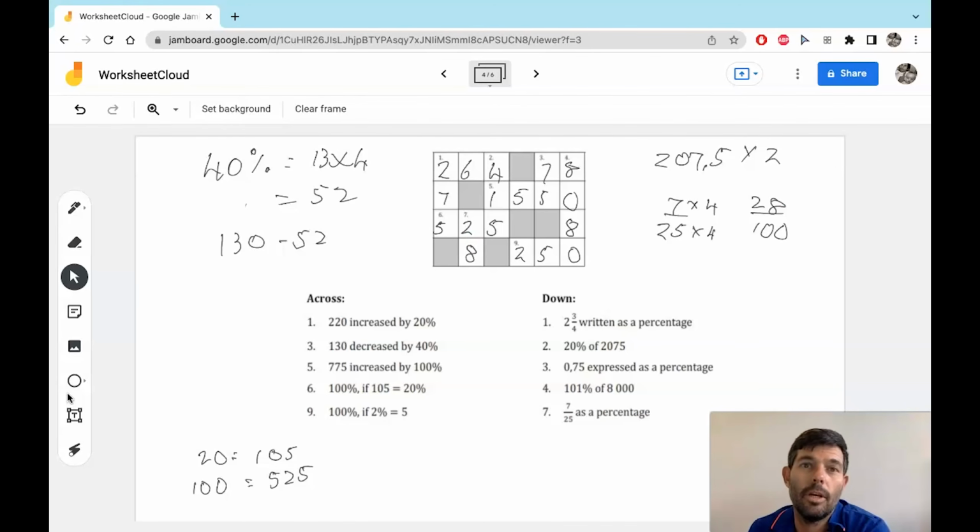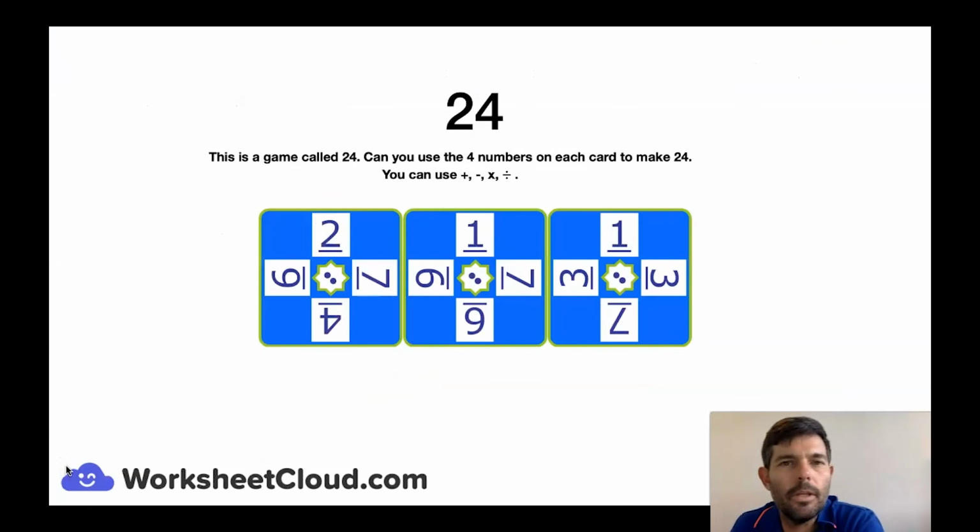Okay, great. Let's have a look at our finisher for today. Alright guys, here's our last activity for today, the game of 24. I'm sure you know it by now. You need to use 4 numbers on each card, and a combination of plus, minus, multiply, and divide to get the answer of 24 on each card. So you've got on the first card 2, 6, 4, and 7. How can you make a calculation where the answer is 24 using those 4 numbers and a combination of your operations? Try challenge someone at home.